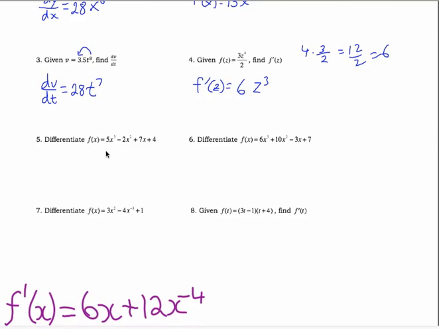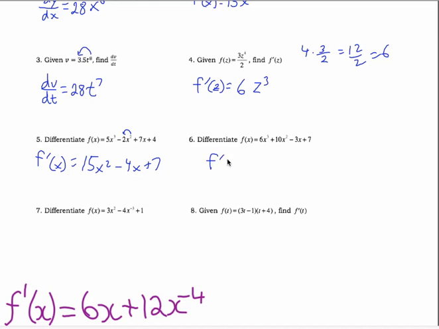Okay, next we have this function. So we're going to differentiate. Now we differentiate each term. So this is going to be 15x squared minus, this is going to be 4x to the power of 1. And we differentiate 7x, we just get 7. And if we differentiate 7, we get 0.